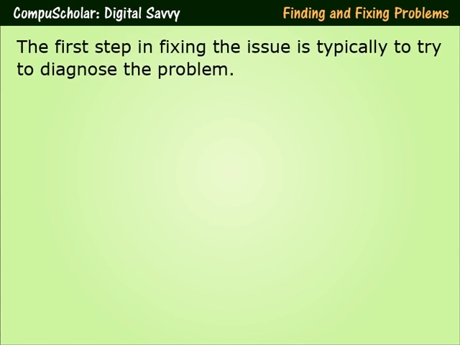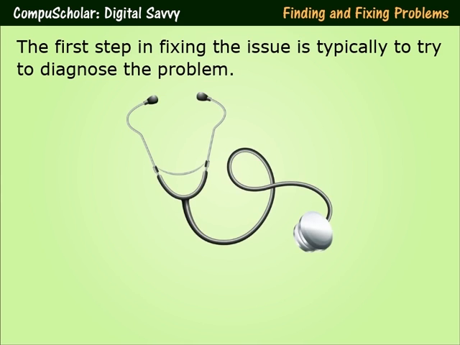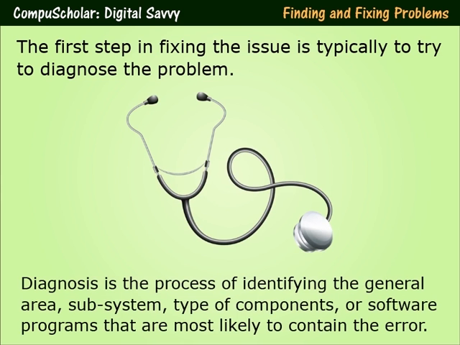When you first notice a problem with your computer, you may not have any idea what's broken. The first step in fixing the issue is typically to try to diagnose the problem. Diagnosis is the process of identifying the general area, subsystem, type of part, or software program that's most likely to have the error. Once you've diagnosed your computer issue, you can focus on a more specific area to figure out what is causing your problem.